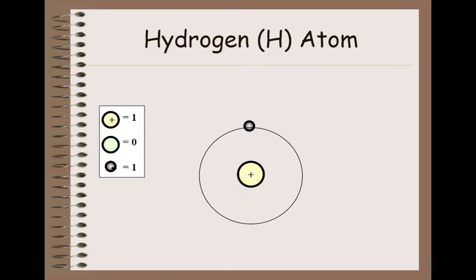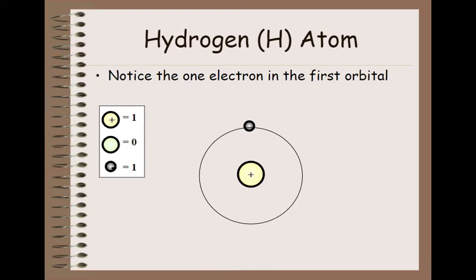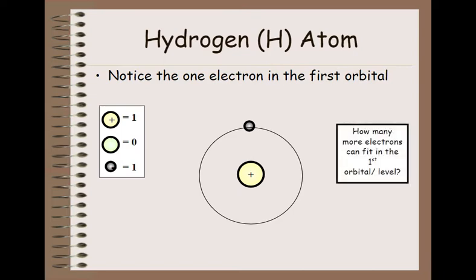Now, let's talk about the hydrogen atom. The hydrogen atom has one proton and one electron, okay? It's in the first orbital because electrons fill from the inside out. They fill that first shell first before they move on to the next shell. In the first shell, there may only be 2 electrons. We can only have 2 electrons in the first shell.